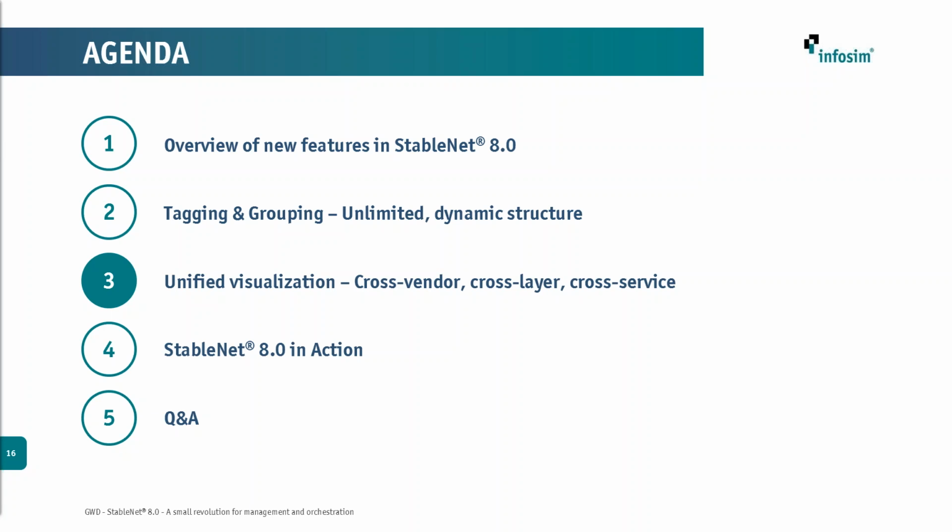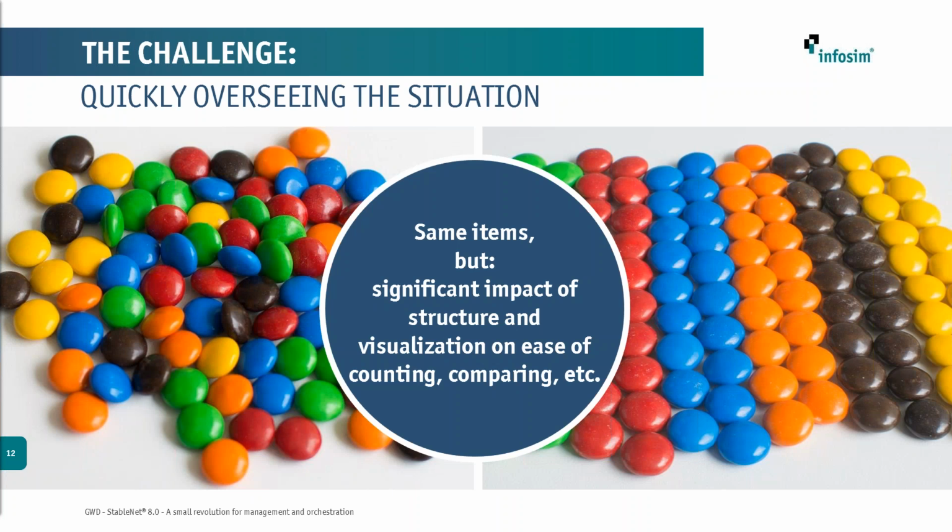The unified visualization: cross-vendor, cross-layer, cross-service. Again, I want to start with a metaphor. So let's imagine that you quickly want to oversee the situation of those M&Ms that you see on the picture on the left side and on the right side. And imagine that I'm asking you to count them, to tell me if there are more yellow M&Ms or more blue M&Ms or more orange M&Ms.